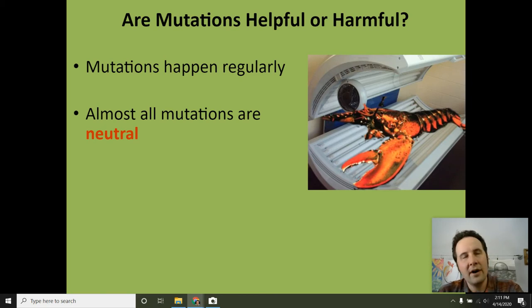But the cool part is that almost all mutations are neutral. Neutral means they have no effect. And the way I want you to think about this is if you're like a skin cell, like I have a skin cell on my hand, I might have all of these volumes of information to make an entire me, but the skin cell is not using all of those pieces. The skin cell is using the skin cell parts.